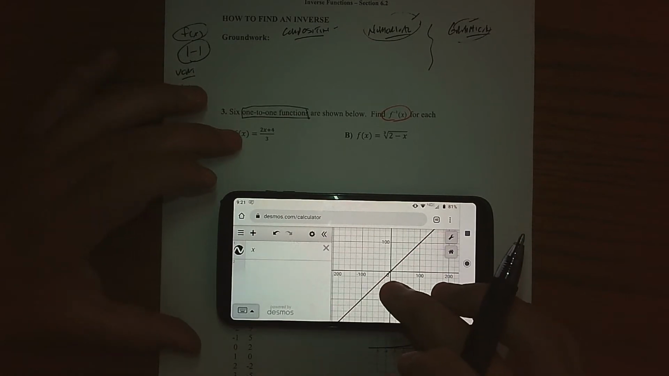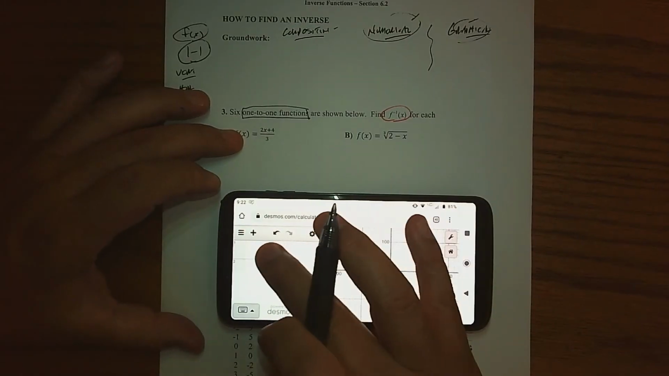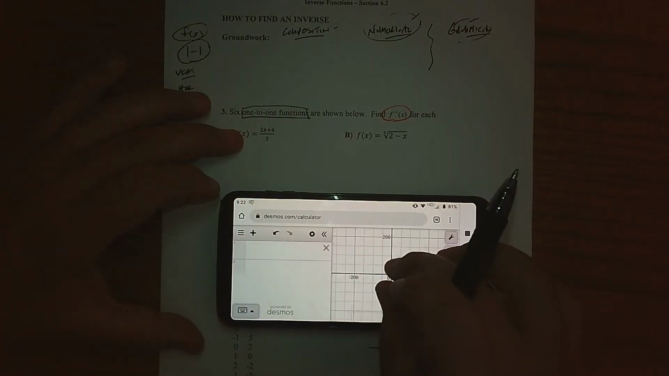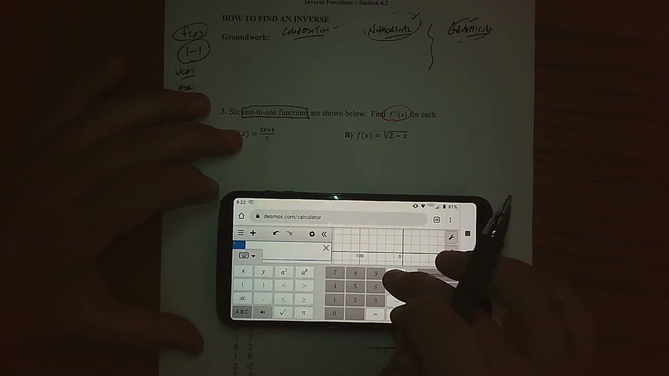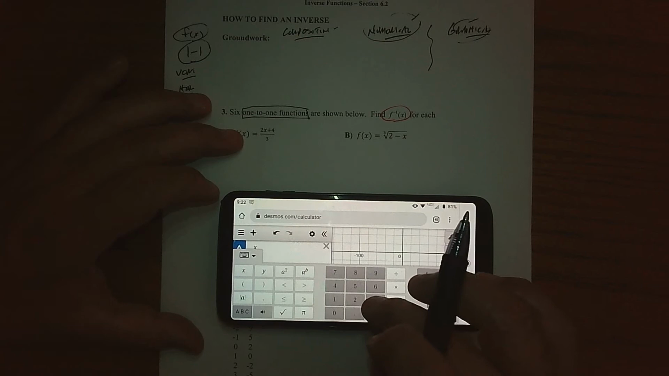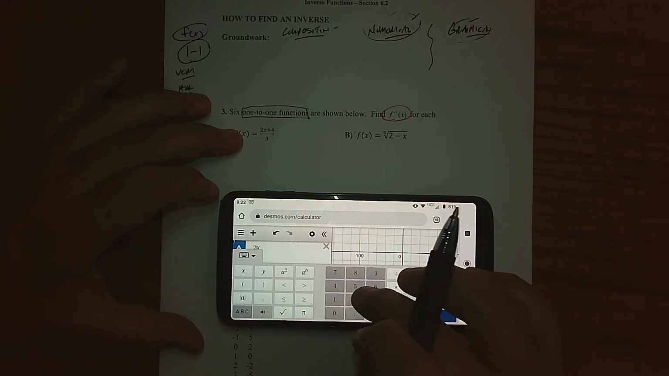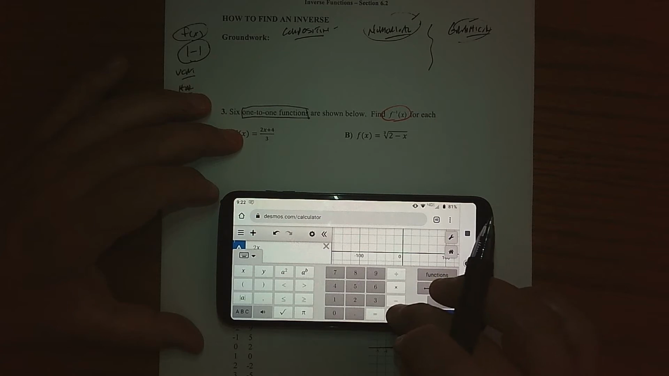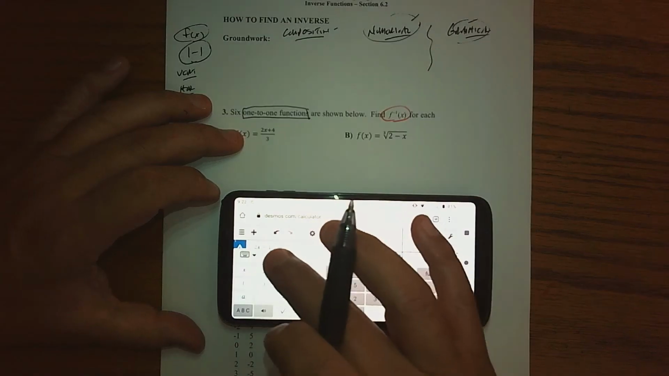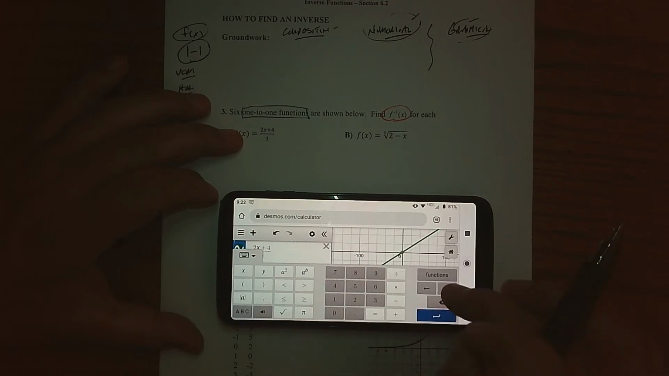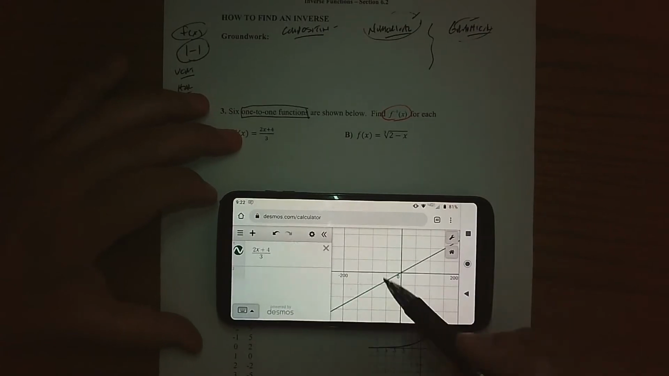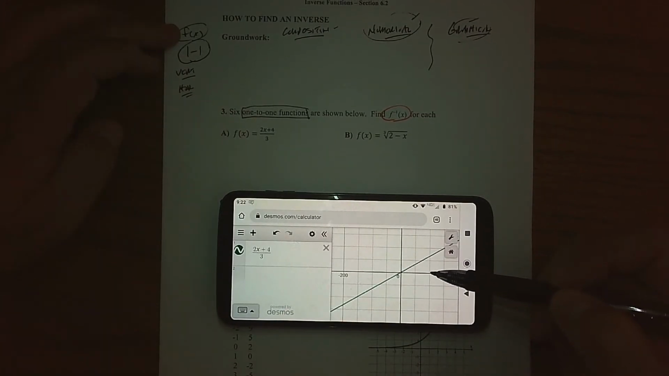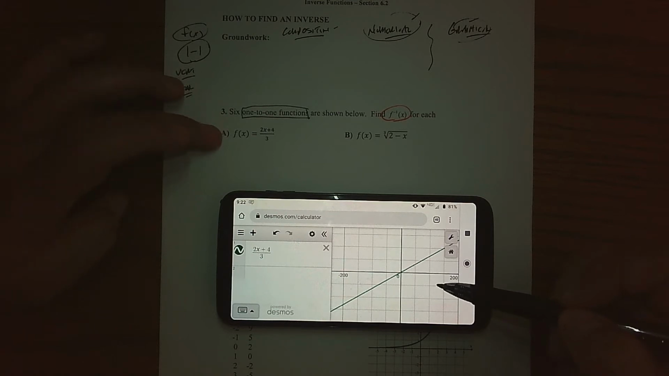If I look at the graph of 2x plus 4, divided by 3, we can see that the graph is actually a line, so it clearly passes the vertical line test because it's a function, but it also passes the horizontal line test. So this is truly a 1-to-1 function. I should be able to find the inverse.